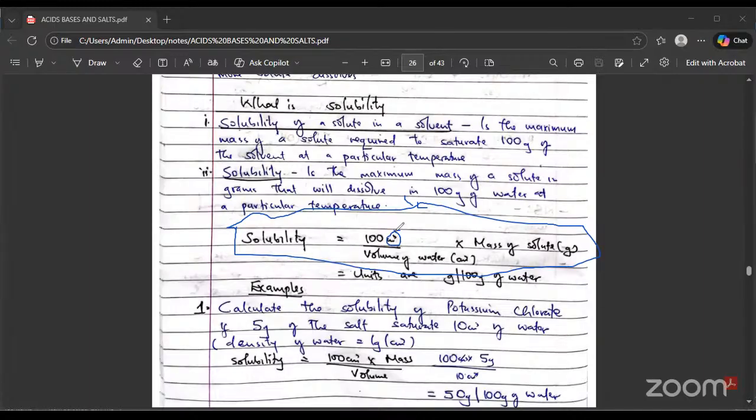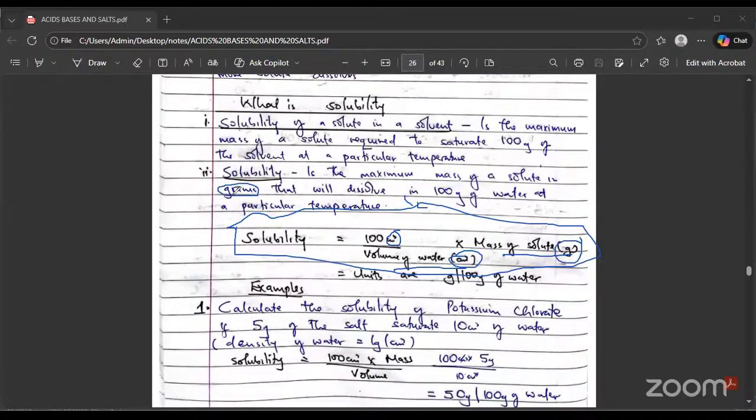So you have 100 centimeters cube over the volume of water that you are given at that particular time. You can be given 10, you can be given 20, you can be given even 1,000. Multiply by the mass of the solute. And remember, the volume of the water is in centimeters. The mass, we have said it is in grams. In fact, even in the definition, we are saying it is in grams.